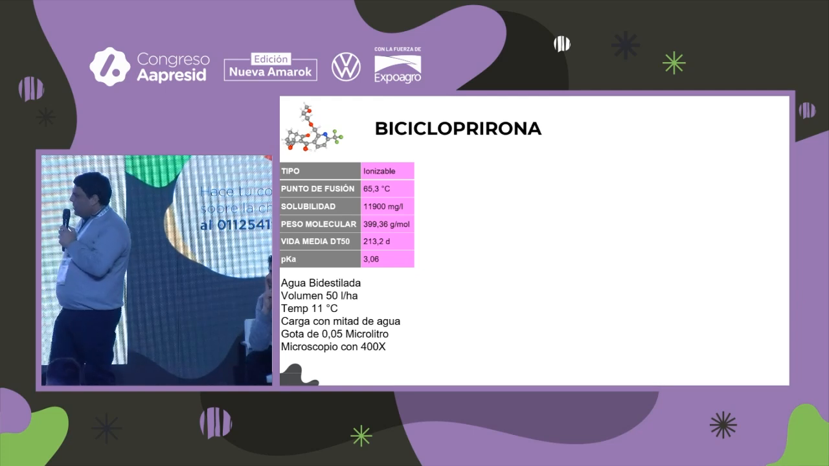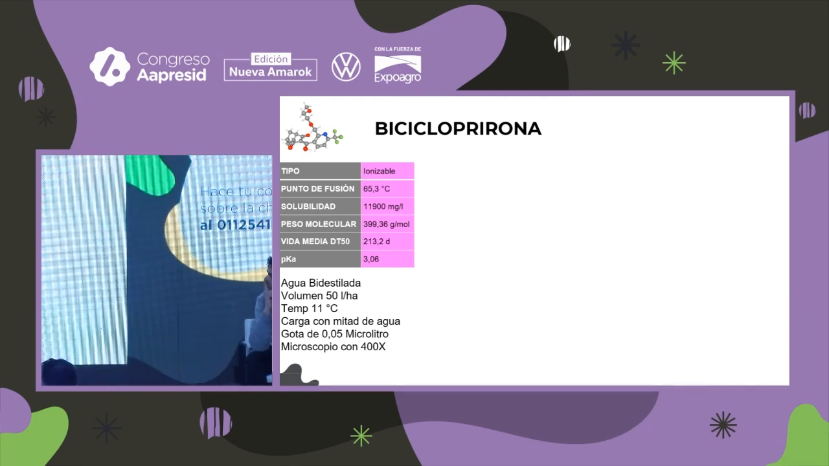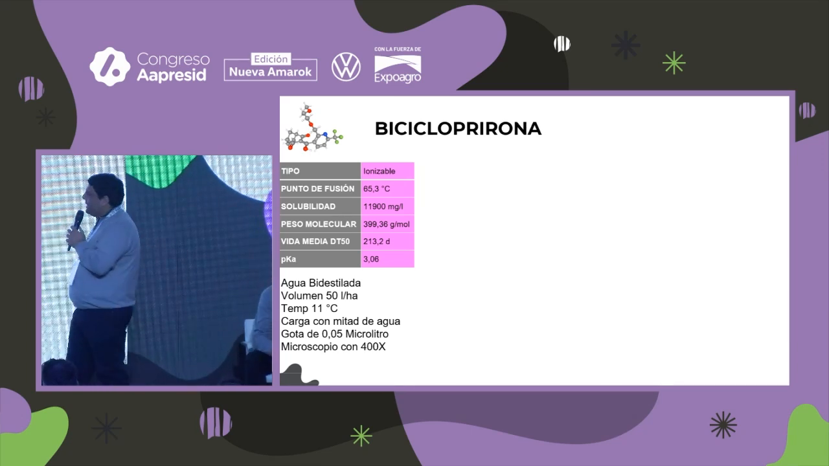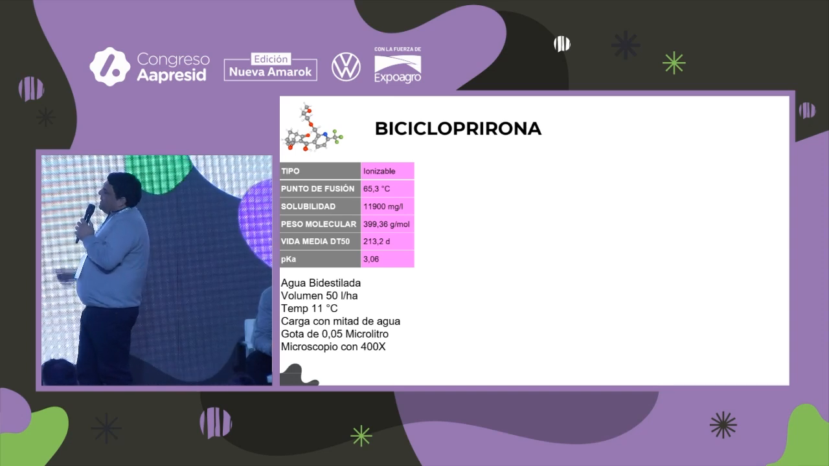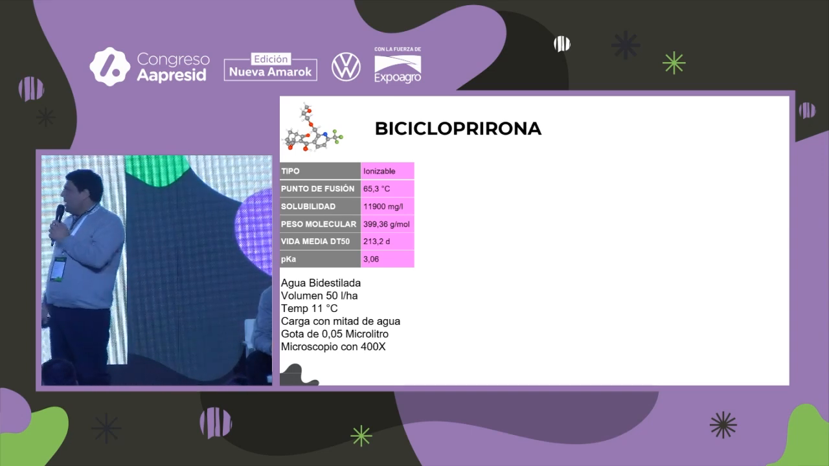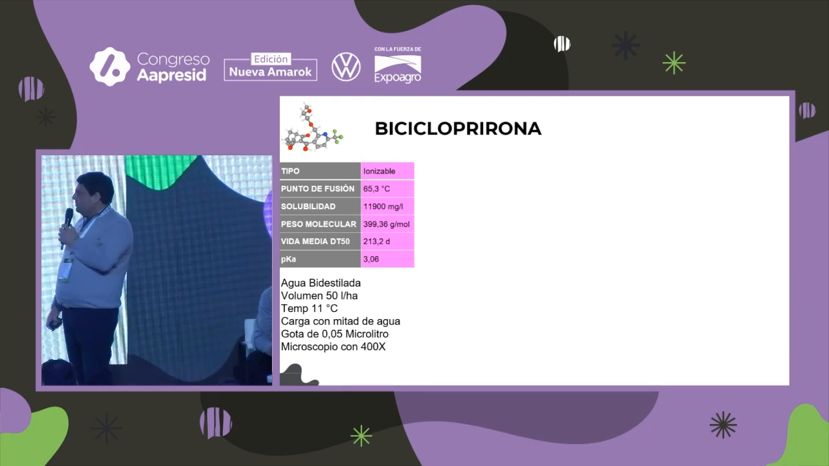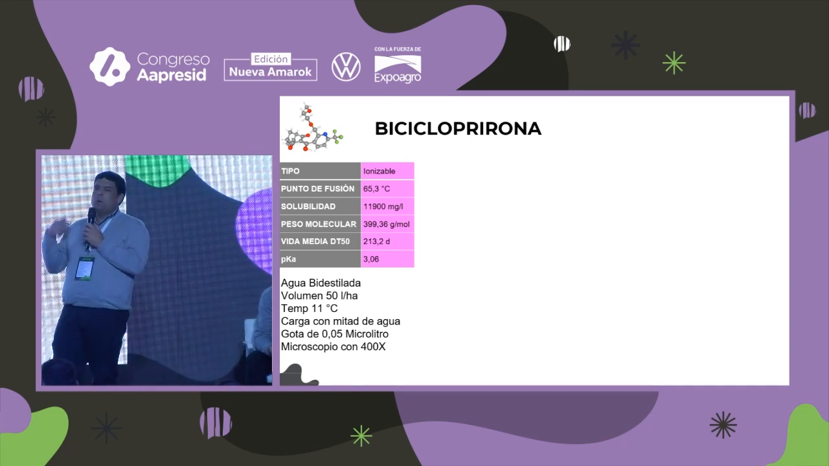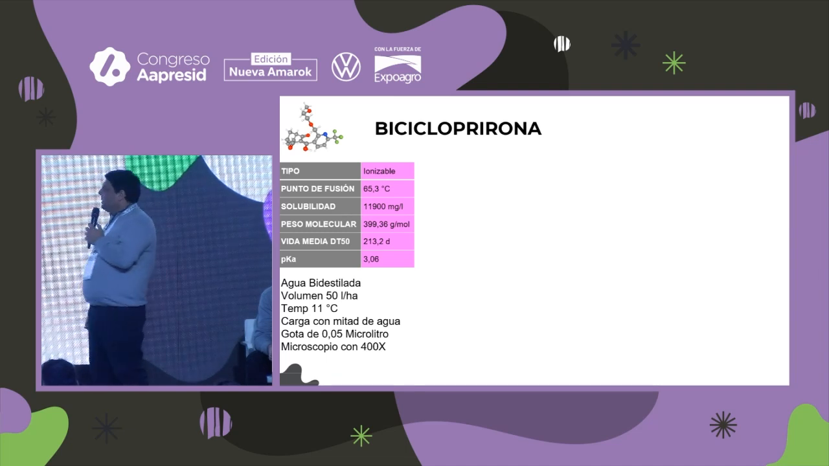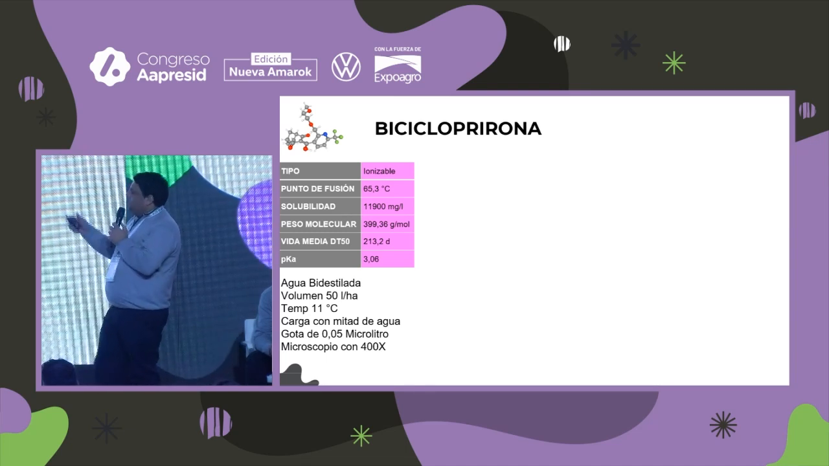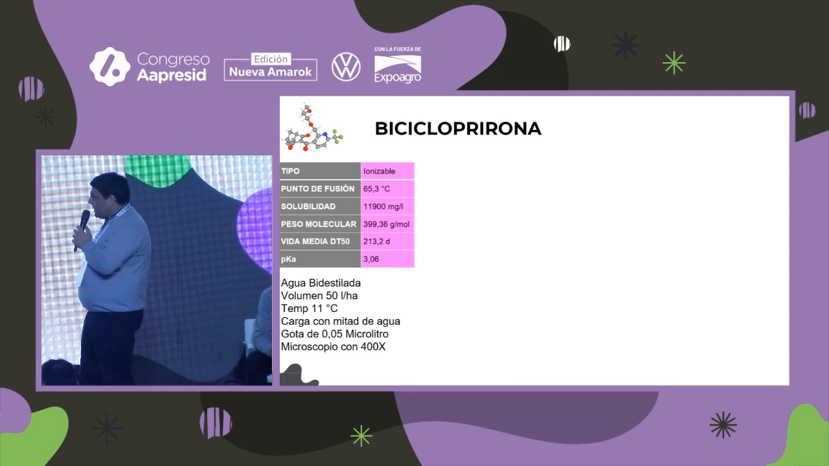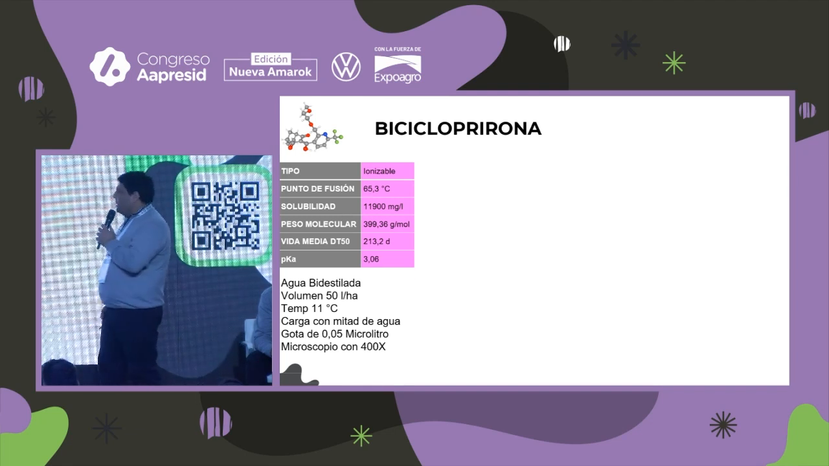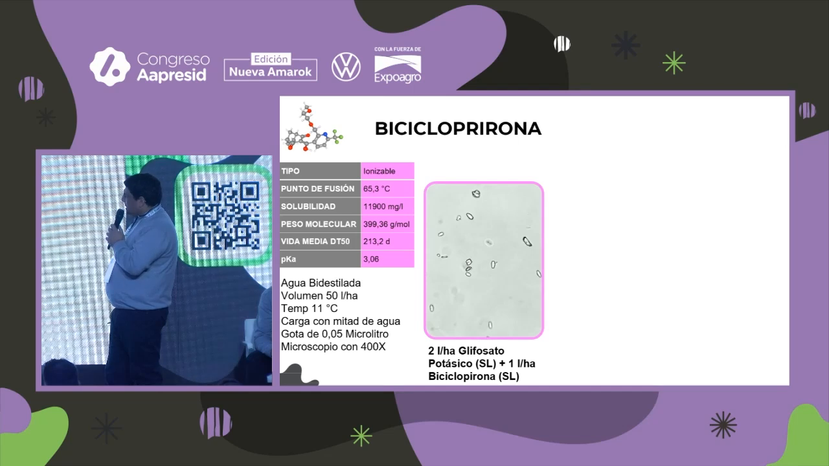I will show you the trial with distilled water, simulating 50 liters per hectare of broth, temperature at 11 Celsius. I do it in an Erlenmeyer. I get half the water, 100 milliliters. I simulate the loading of a machine: charge the machine up to half, then add the product, then fill it up. You take one drop with a micropipette of 0.05 microliters. You put it on a slide and you observe under the microscope at 400x.